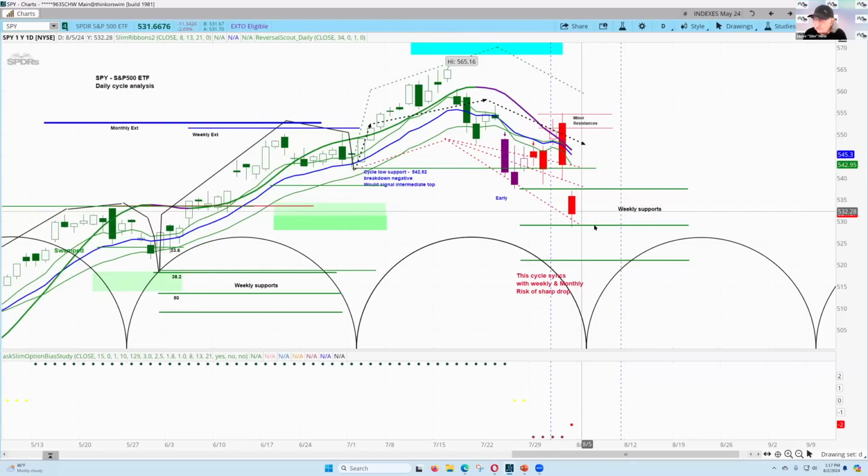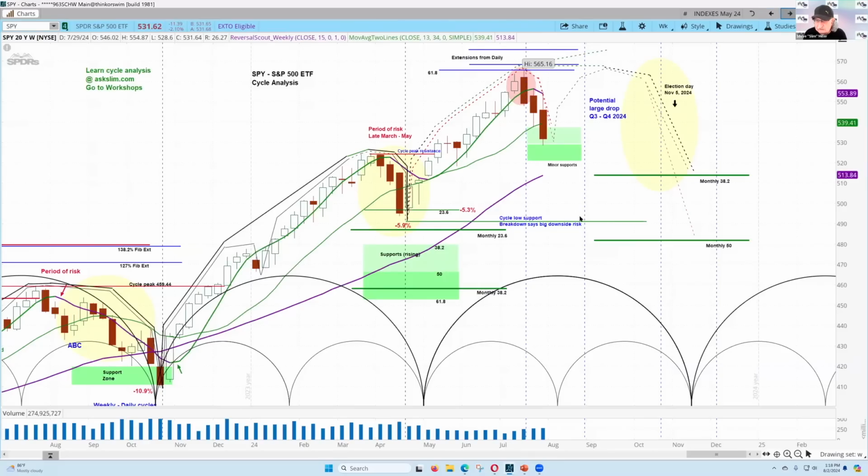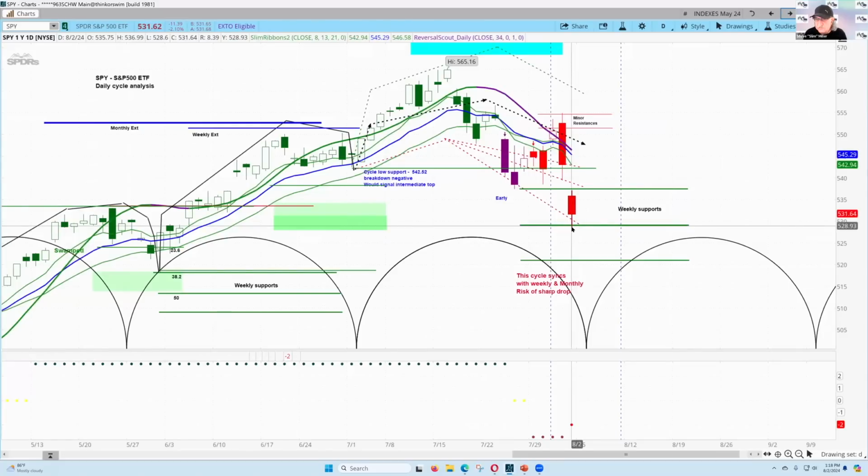And it came down over here and tagged this level right over here, which are supports off of the weekly that I just showed you. Let's go back to the weekly. You could see it tagging that support. Let's go back to the daily. Here's where it tags that support.